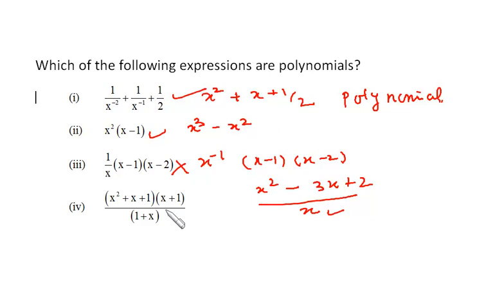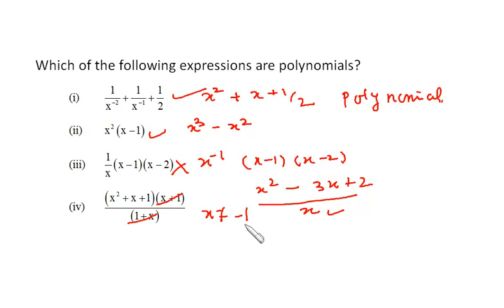Similarly, in this case, this is x plus 1 and there is 1 plus x in the denominator, so we can cancel it and the remaining expression is a polynomial provided x is not equal to minus 1. So this will be a polynomial only if x is not equal to minus 1.